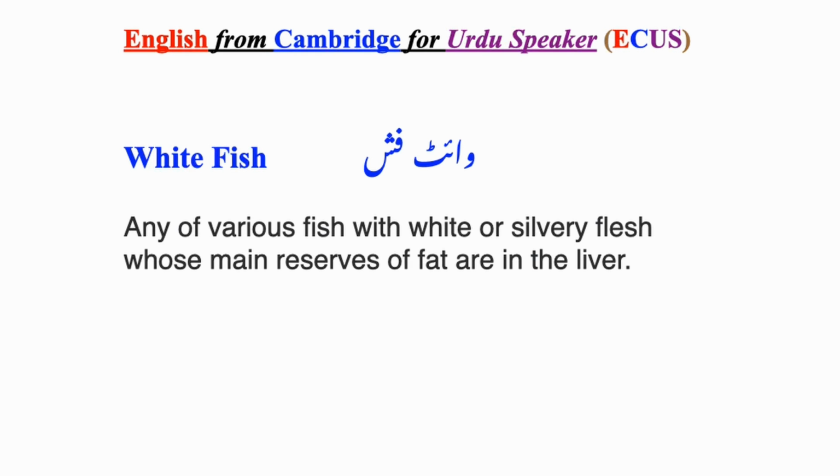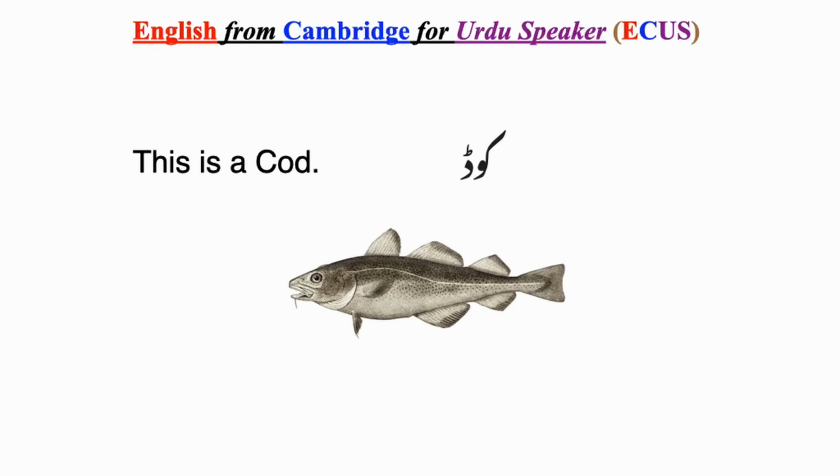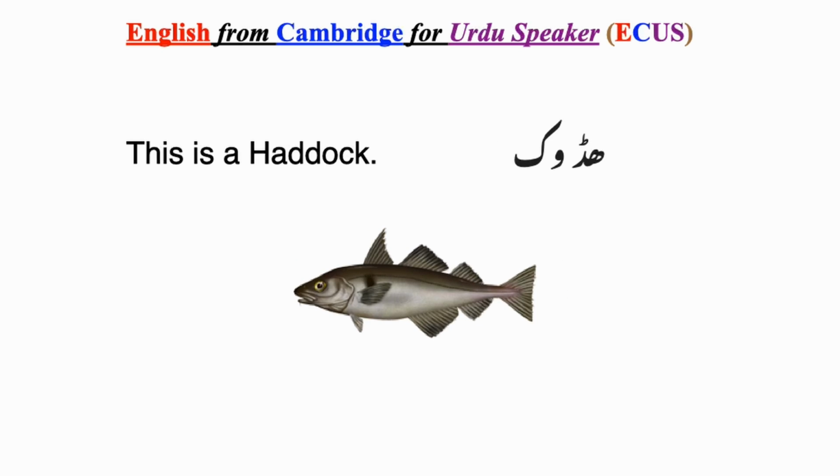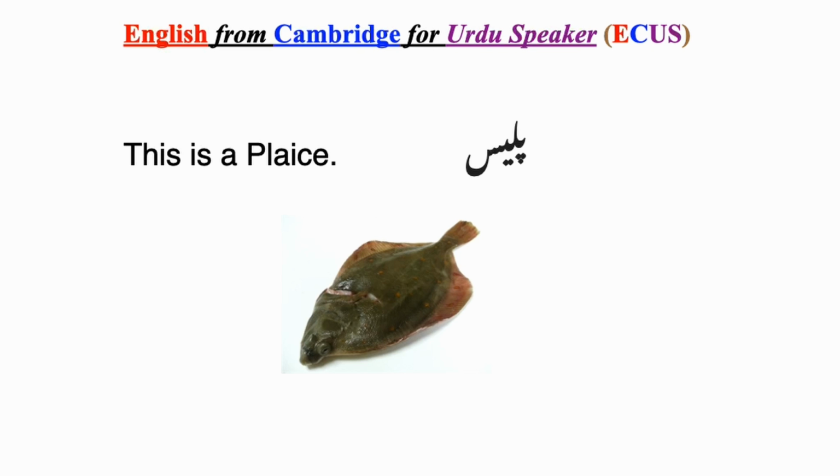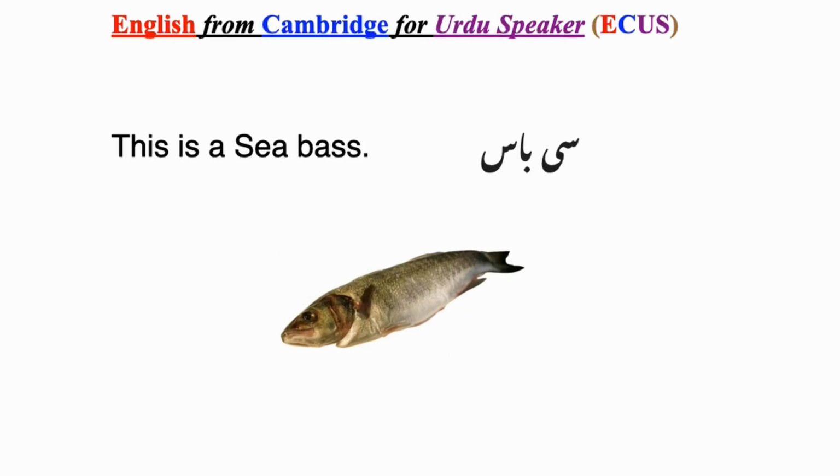White fish. Any of various fish with white or silvery flesh whose main reserves of fat are in the liver. This is a cod. This is a haddock. This is a plaice. This is a sea bass.